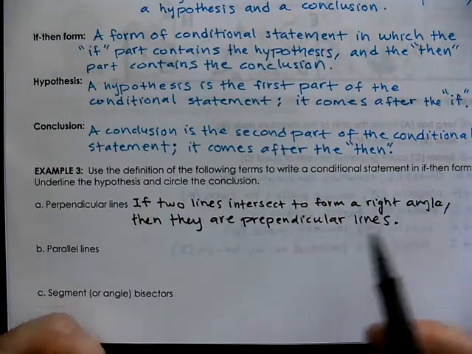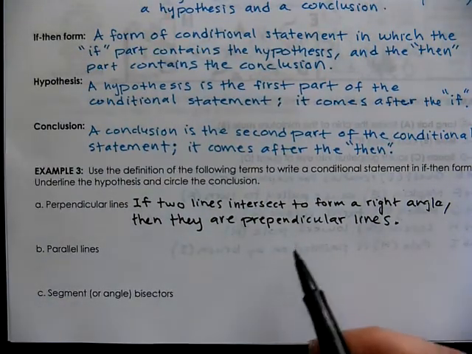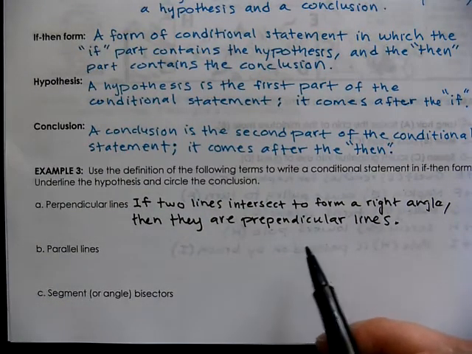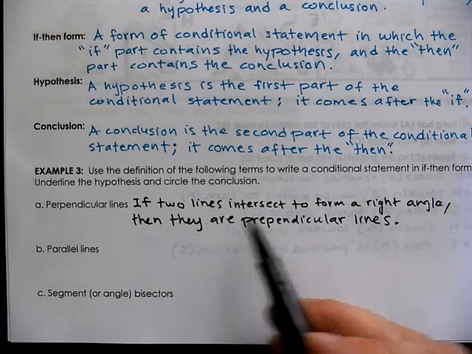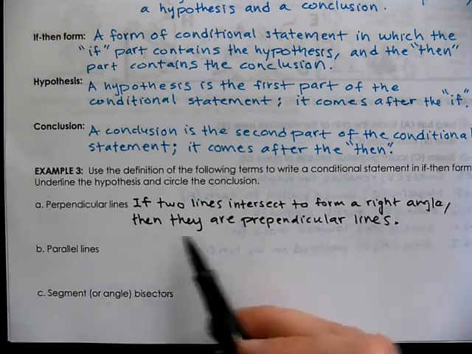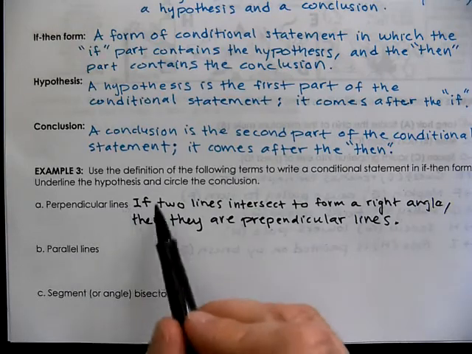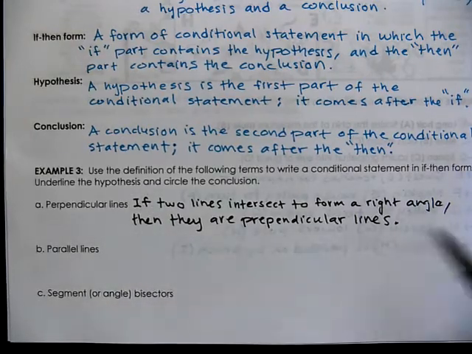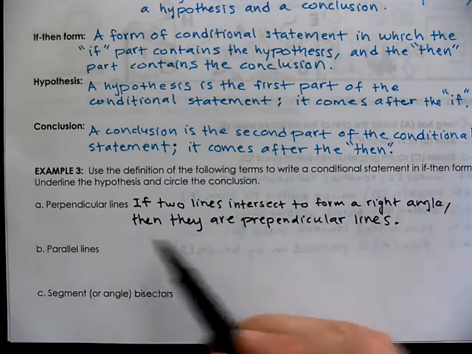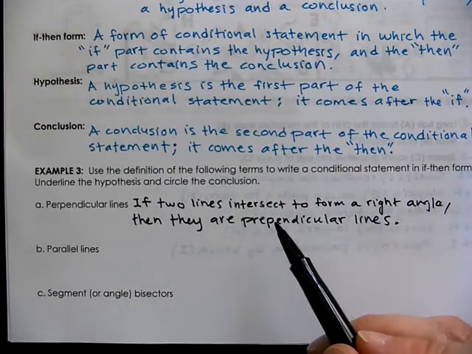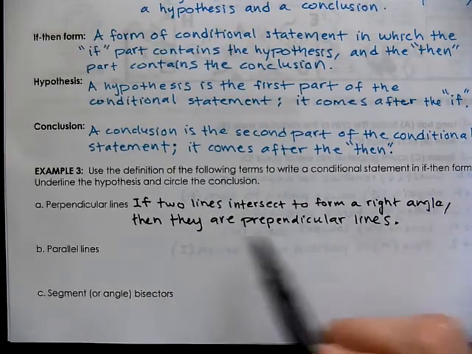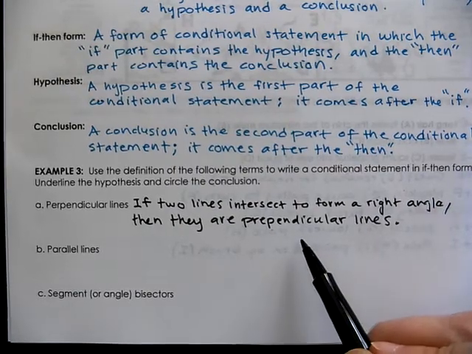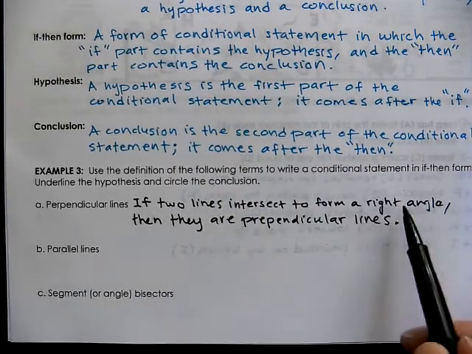Now we've studied perpendicular lines before, so hopefully when you read this it makes sense and you would agree that yes, this is true. If two lines intersect to form a right angle, then they are perpendicular lines. So there's the if part, there's the then part, there's the comma separating them. That's how we know this is a conditional statement. It is conditional, meaning the answer, the result, depends upon the first part.